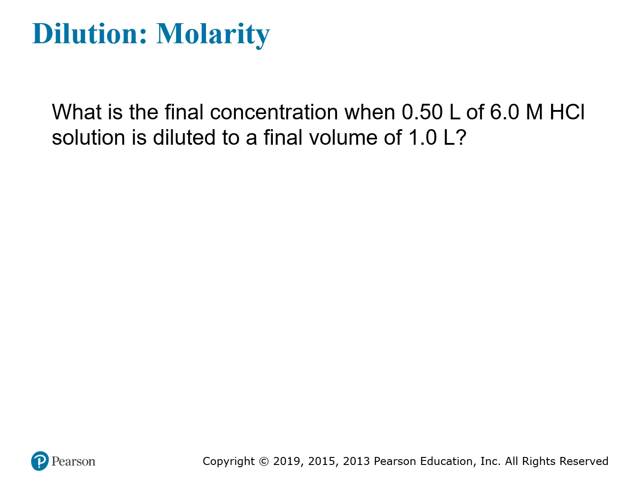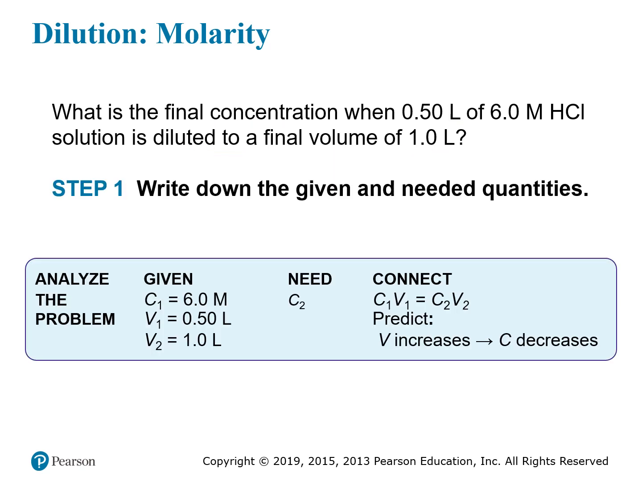So this allows us to answer questions like this. What is the final concentration when 0.50 liters of 6 molar HCl solution is diluted to a final volume of 1 liter? When we analyze a question like this, we really have to interpret what it's saying. It's asking us for the final concentration, and it's specifically telling us that they're diluting some concentration. So this allows us to recognize that we should be using the dilution formula.